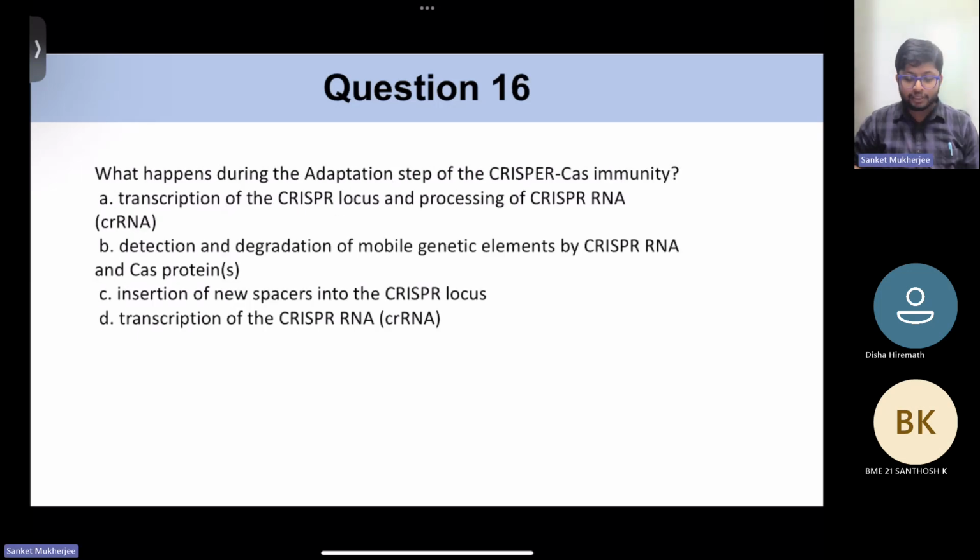What happens during the adaptation step of CRISPR-Cas9 immunity? Transcription of CRISPR locus and processing of CRISPR RNA, detection and degradation of mobile genetic elements by CRISPR RNA and Cas protein, insertion of new spacers into the CRISPR locus, or transcription of CRISPR RNA. What happens during adaptation? C. You're right.